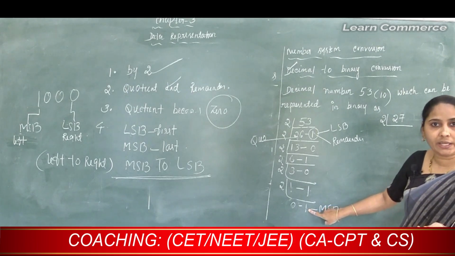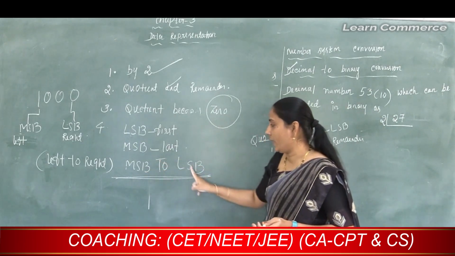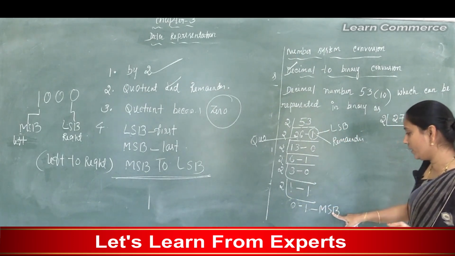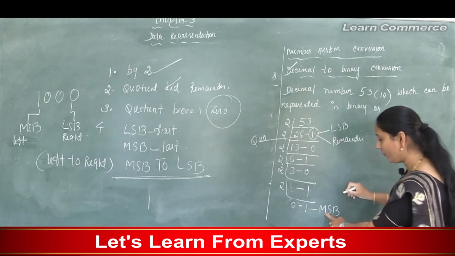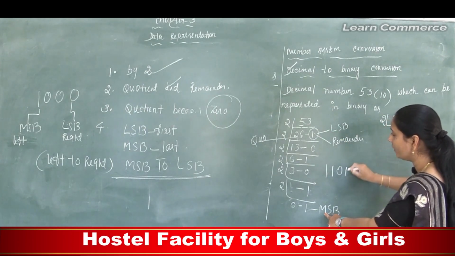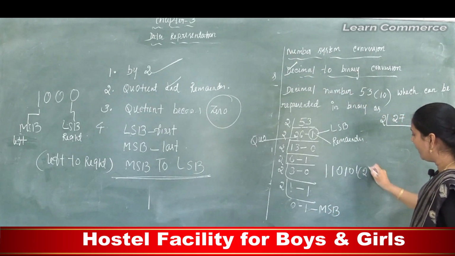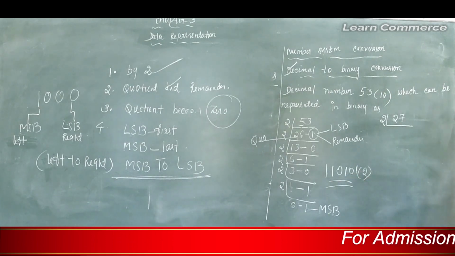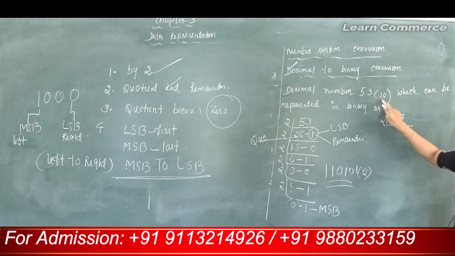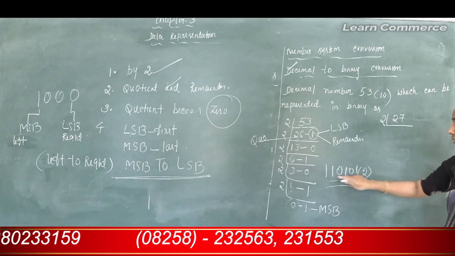Clear this one? So the equivalent binary number is written from MSB to LSB. As we know, the first remainder is called the LSB and the last one is called the MSB. So we write from MSB to LSB: 1 1 0 1 0 1. But since we are converting decimal to binary, we need to write the base of 2. Clear this point here? So this is the answer for the decimal number 53 base of 10. We converted it to binary, so the answer is 110101 base 2.